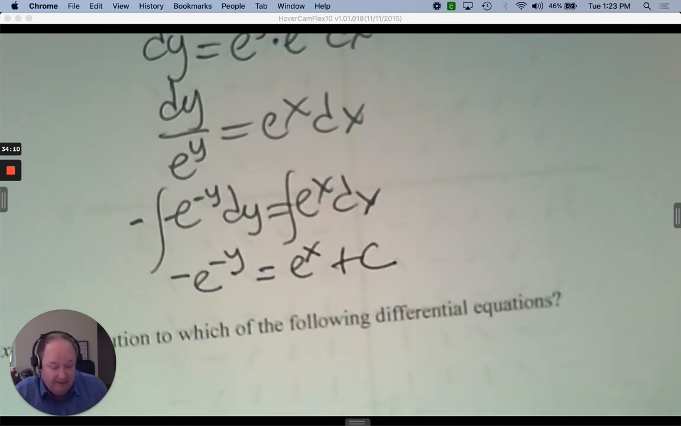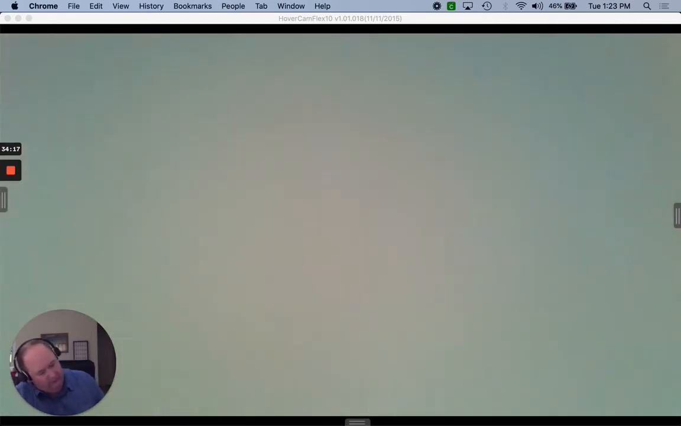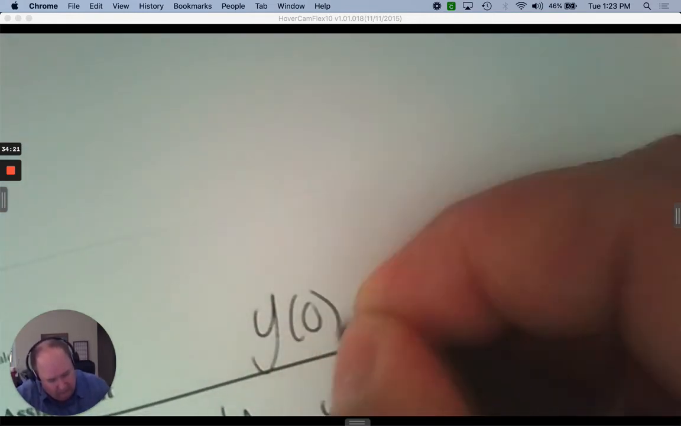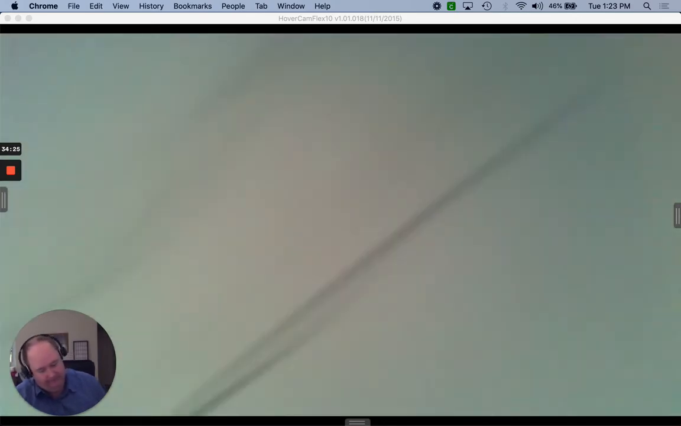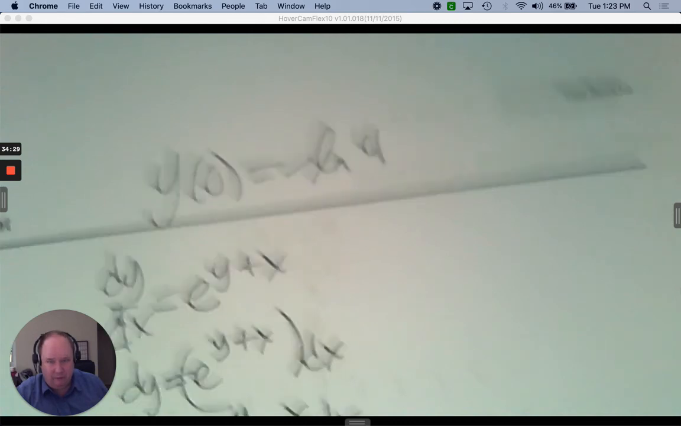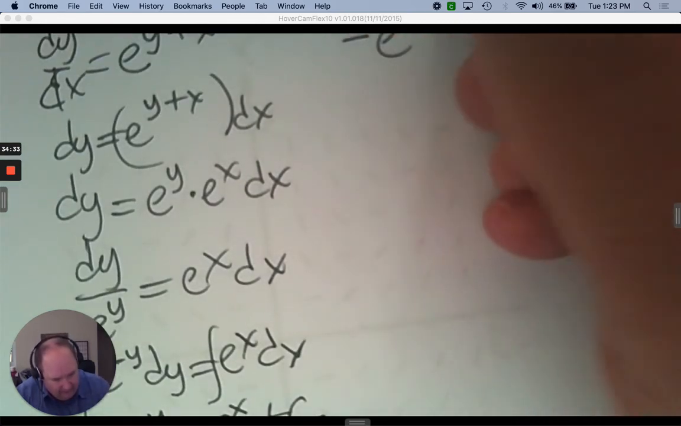If you like, at this point, you can actually plug in to find the constant. So it says the point is y at 0 equals negative ln 4. So y at 0 equals negative ln 4, right? So at this step, we can plug in that value. So x is 0, and y is negative ln 4.